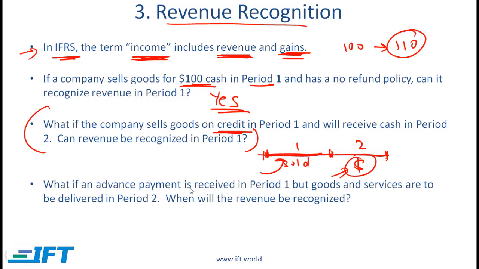What if an advanced payment is received in period 1, but goods and services are to be delivered in period 2? When will the revenue be recognized? So we have a slightly different situation here. In period 1, we get the cash, but the goods will actually be delivered in the second period. Here, we cannot recognize the revenue in period 1 because the goods and services have not been delivered. It's only in period 2, when goods and services are delivered, that we can recognize revenue.